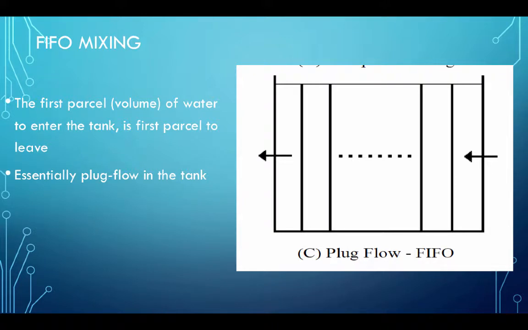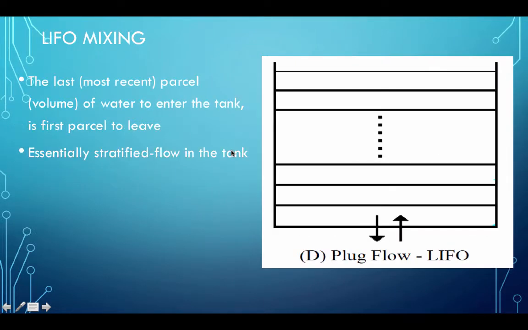First in, first out mixing is a plug flow reactor, visualized as material comes into one end of the tank and translates across the tank and then leaves, and so there's no mixing per se. This parcel here retains its identity as it translates to the left.